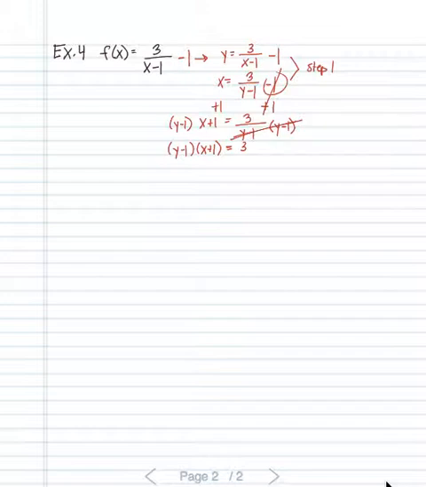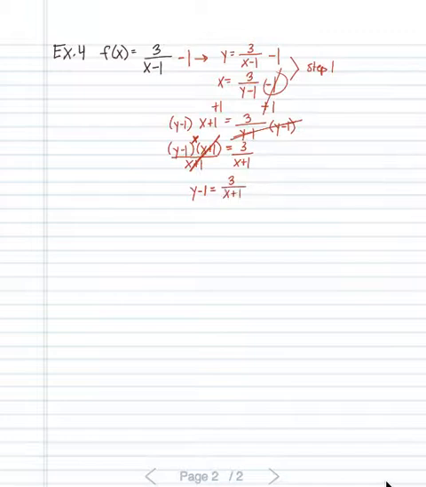Right now, we've got two things being multiplied together here. We're trying to get y by itself. So if we divide both sides by that x plus 1, that's going to help because those are going to cancel. And all we have left now on the left side is that y minus 1. On the right side, we've got 3 divided by x plus 1.